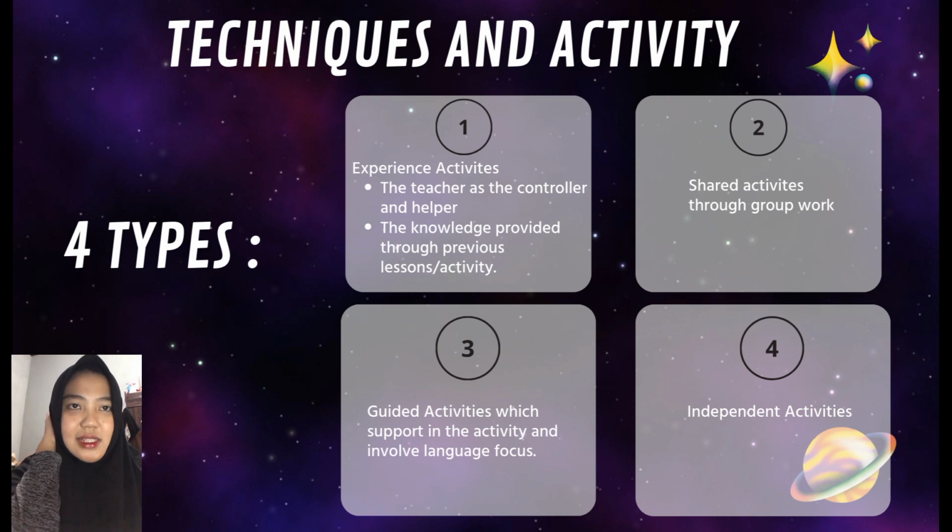The second is shared activities, which involve the learners achieving a task through group work. There are four major kinds of group work. The first is that the learners in a group have equal access to the same information. The second is that each learner has a different piece of information essential to the completion of the task. The third is that one or more learners have all the information that the others need, and the last is that learners share the same information but each has a different task to do.